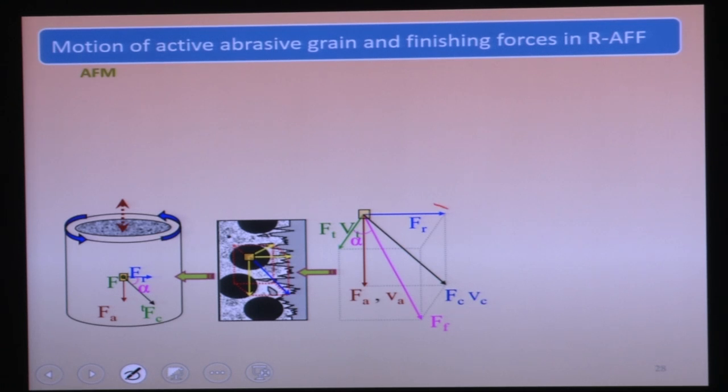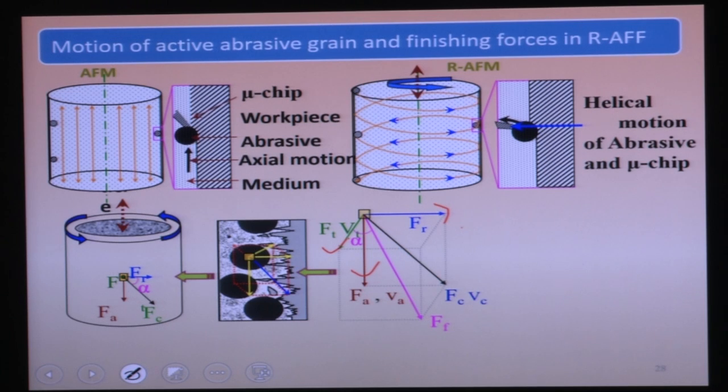This radial force is there because you are flowing and giving reciprocal motion. Radial force is there, and this axial force is there, and this tangential or correlative force is added here. This correlative force is generated because of this rotation of the media. Okay, so this tangential force will help in cutting the surface undulations. So now we can see in the normal AFM process, this media will flow in a linear direction, but in the case of the rotational AFM process, this media flows in a spiral path.